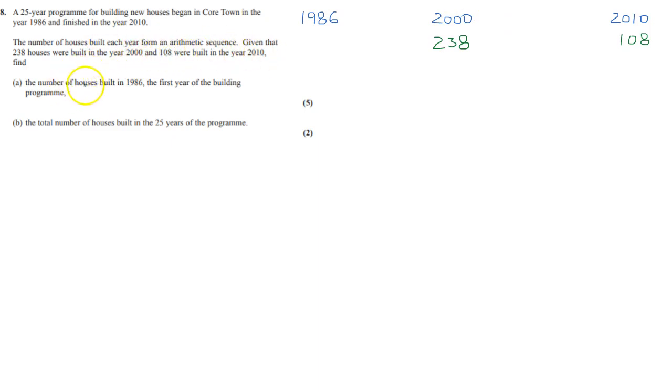Find the number of houses built in 1986. So 210 is the 25th year, so it's an arithmetic sequence. So this is A plus (n minus 1) D, 25 minus 1, that is 24. D is equal to 108.